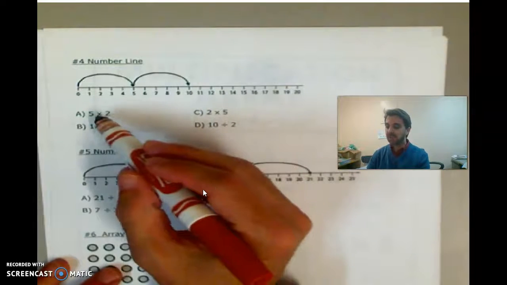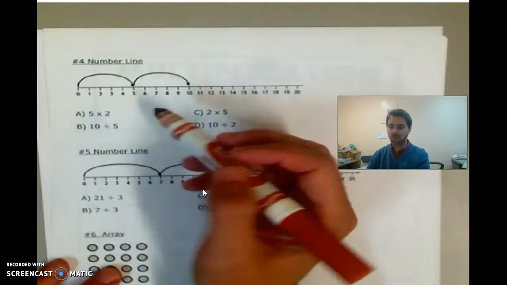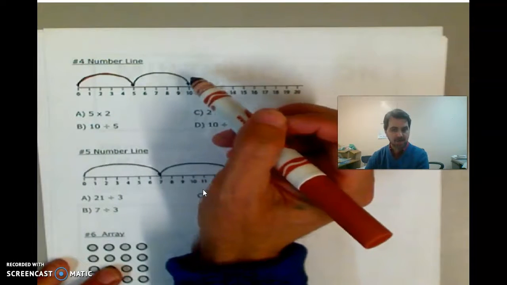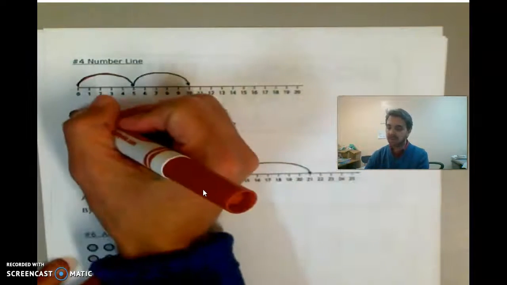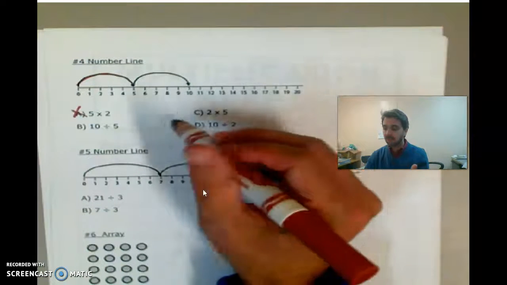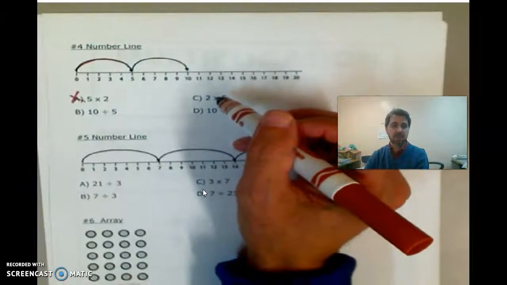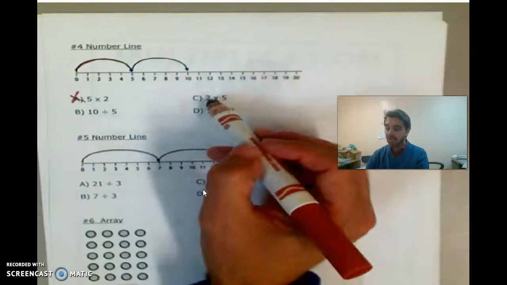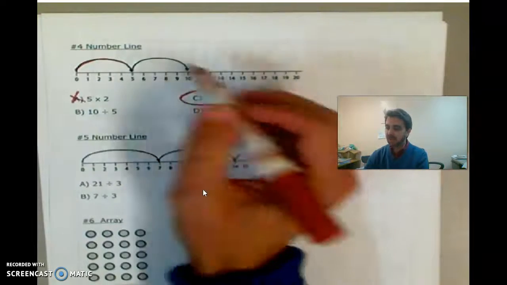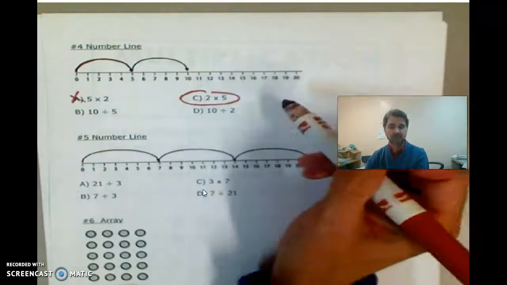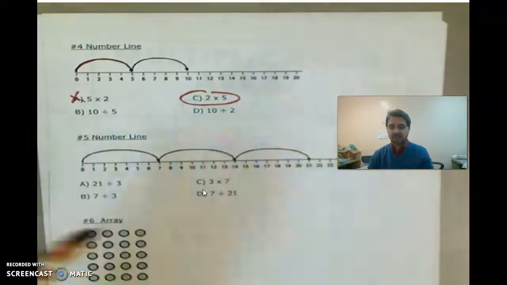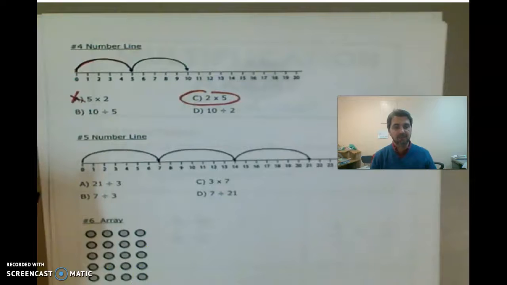The first one says 5 groups of 2. Well, we have 2 hops of 5, but we don't have 5 hops of 2. So I'm going to say again, that one does not work. 5 times 2 does equal 10, but it's not going to express it the right way. But look at this, 2 times 5, 2 groups of 5, that does work, because you have 2 hops of 5. And you always read it as 2, the first number says 2 groups of 5.